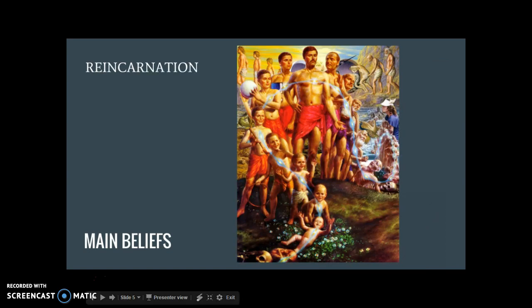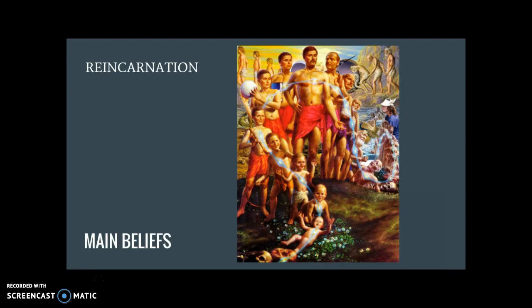Another one of the main beliefs is reincarnation. I love this illustration here. You can see that it shows the cycle of birth and death and rebirth. Okay, so reincarnation, it's governed by karma. So a person's soul is born, it lives, it dies, and then it's reborn many times over.